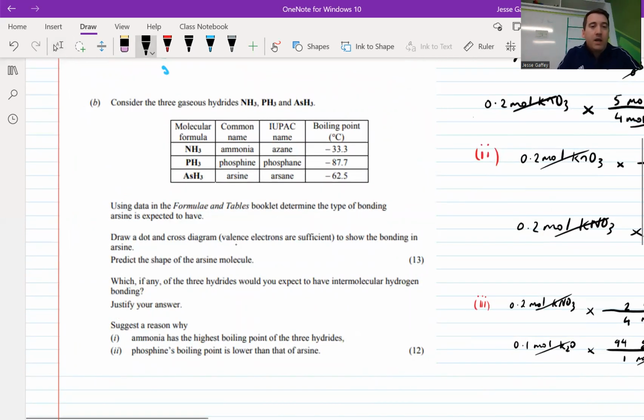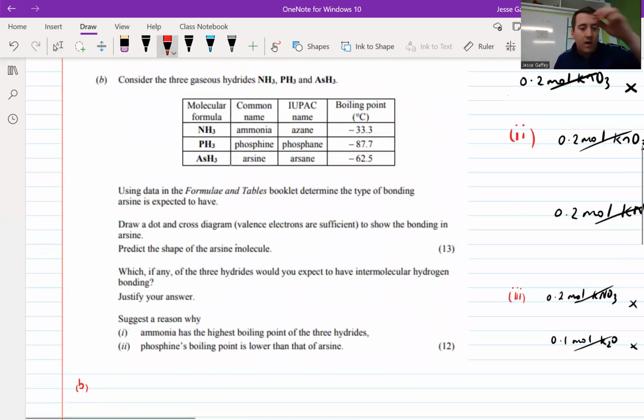Right, on to part B now. Okay, on to part B, and this is more theory-based. So this is the kind of thing you would like if you maybe don't like the numbers as much. So what I'm going to ask you to do is pause the video and have a read from there down to there.